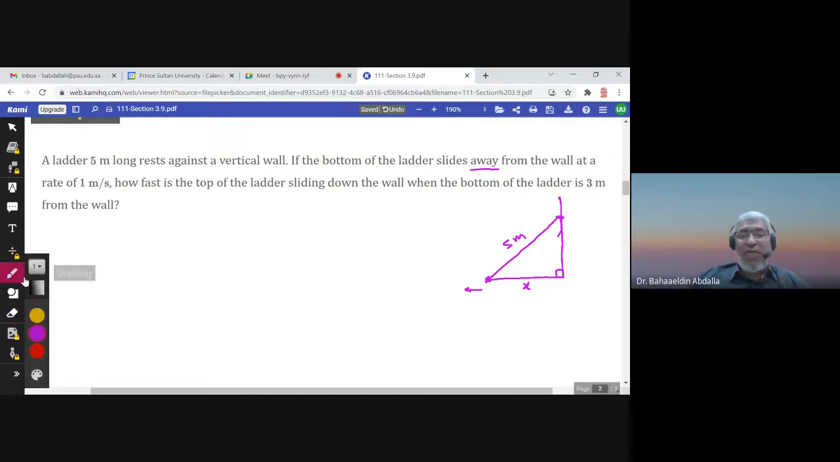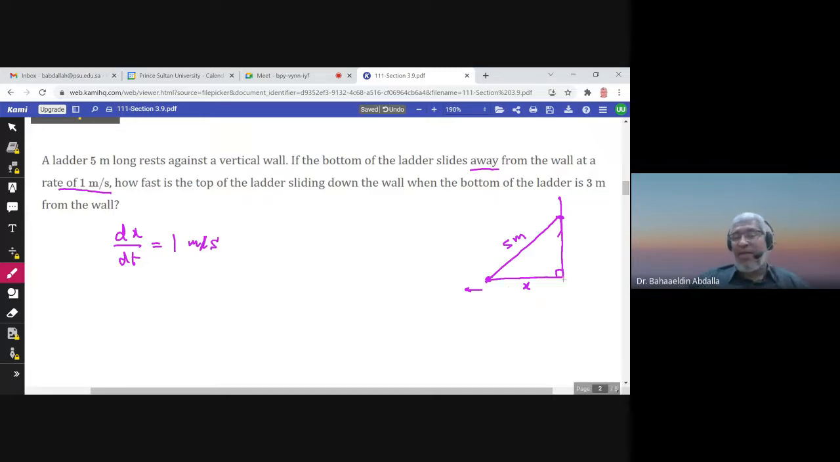Do we know dx by dt? Do we have dx by dt, change of x with respect to time? He said at a rate of 1 meter per second. So this is dx by dt. Every second it increases by 1 meter. Okay, the distance increases because the ladder goes away from the wall. All right. That's why it's positive, because x is increasing.